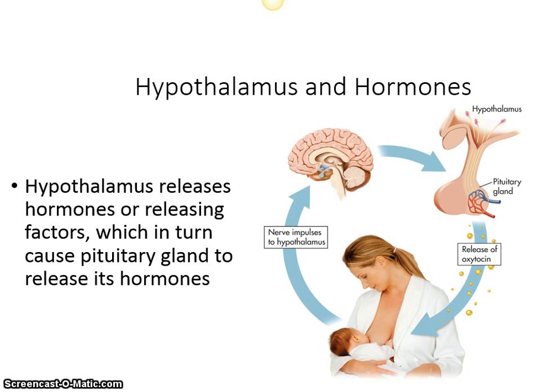The hypothalamus is also related to the hormone cycle in your body. So the hypothalamus releases hormones or releasing factors, which in turn cause the pituitary gland to release its hormones into the bloodstream.